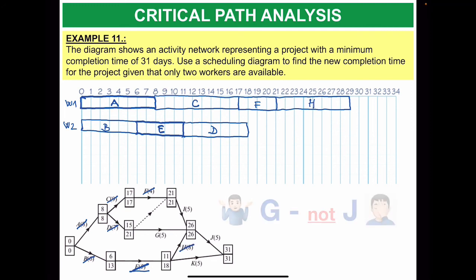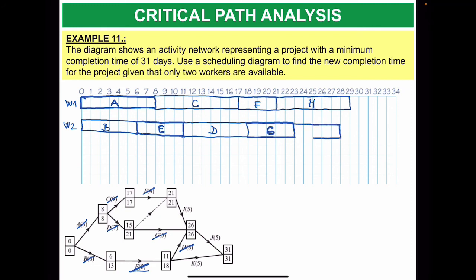And G and I can assign to the second worker. So G takes 5 hours, that will go up to 23. 1, 2, 3, 4, 5. This is G. And then I is also 5 units. 1, 2, 3, 4, 5.